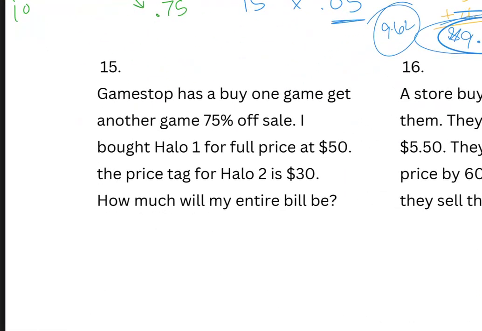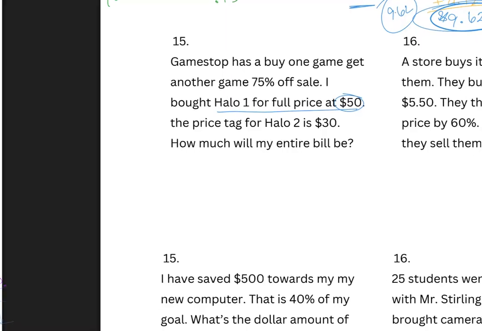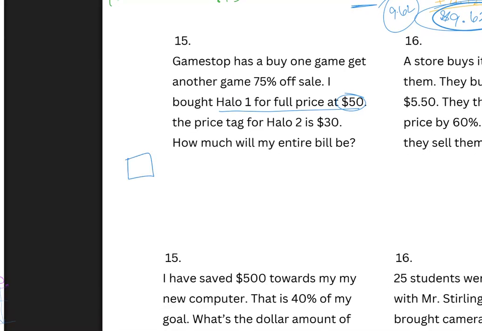GameStop has a buy one game, get another game, 75% off sale. I bought Halo 1 for full price at $50. So I'm paying $50 for that game. The price tag for Halo 2 is $30.